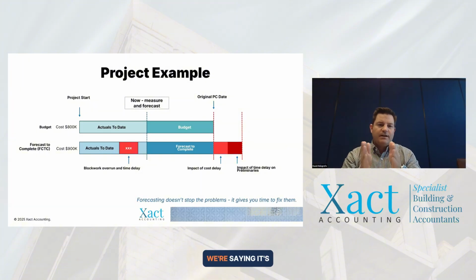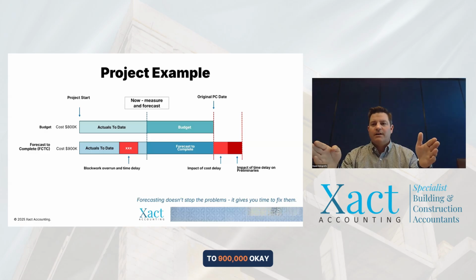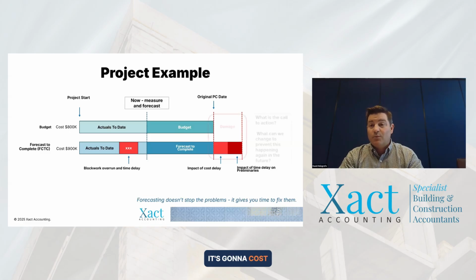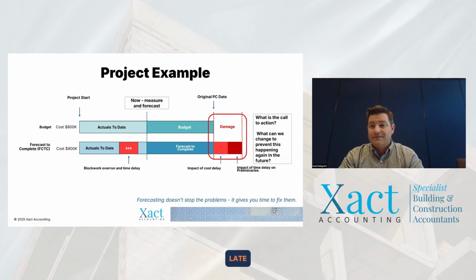It's gone, in this case, we're saying it's gone from 800,000 to 900,000, okay? Because we've had an impact on the cost delay and we've also had an impact on pre-lift. It's going to cost us more because the job's running late, right? So we're going to need our site manager for longer. We're going to need all of our team longer on the job. It just costs us more money. You know, everyone knows that if the job runs late, it costs you money, right?